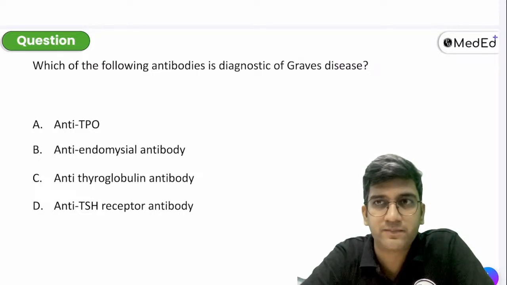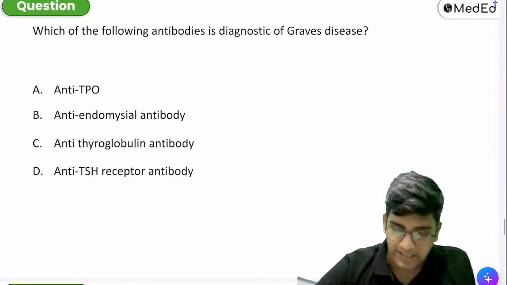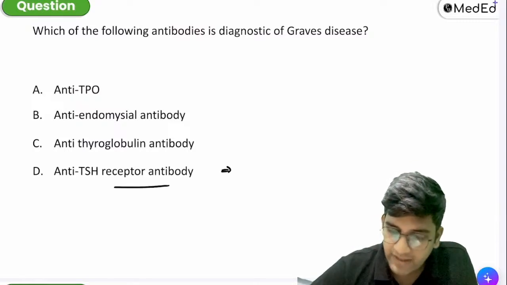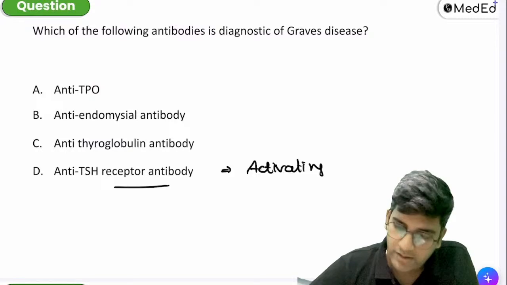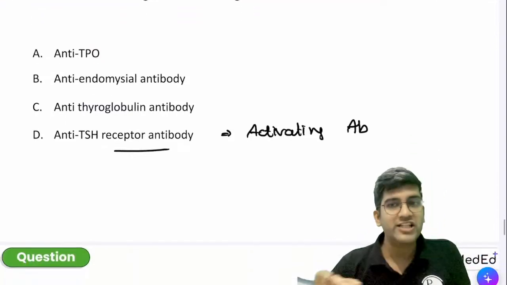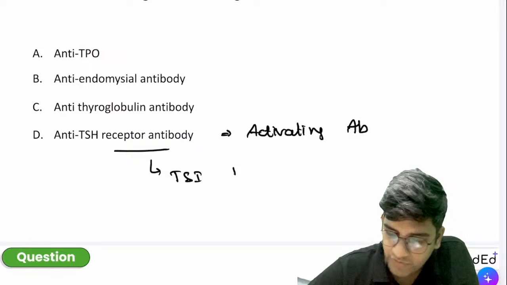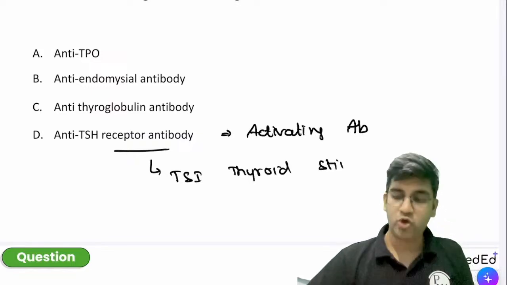What's the answer? Graves will have antibodies against the TSH receptor. But the only thing in Graves is that it will be an activating antibody. It's not an antibody which will destroy the receptor. We have something called a TSI. TSI stands for thyroid stimulating immunoglobulin.